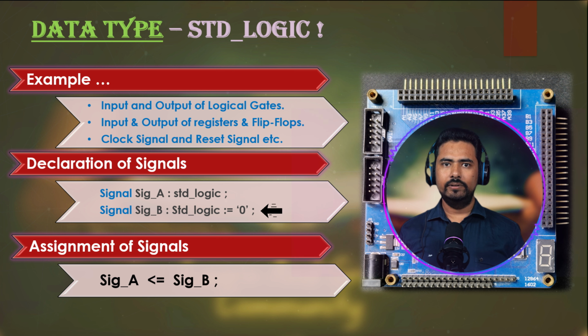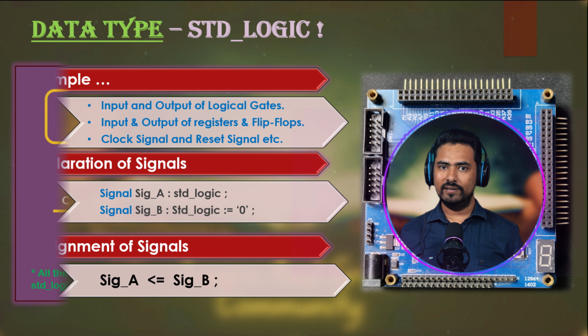The second example demonstrates the initialization, where you assign an initial value, like 0 in this case, to the signal during the declaration. This is helpful for setting up your design to a known state from the start. Finally, the last example shows the signal assignment, where the value of signal B is assigned to signal A. Think of it as copying the information from one wire to another wire. But make sure that both signals are of the same data type, as we talked about earlier.